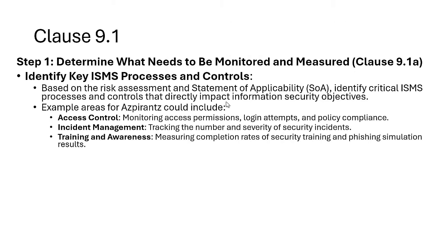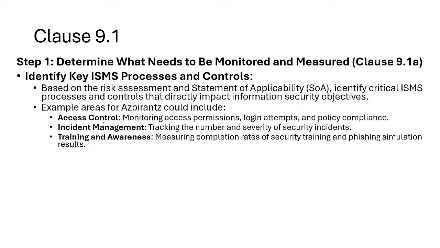Now we have implemented a control. We did the risk assessment. What next? We have to monitor to make sure it met the objectives. Okay, we have to demonstrate. So based on the risk assessment and SOA, we identify the ISMS process and we directly map it to the security objective. So whatever controls we have implemented, we have to monitor that.